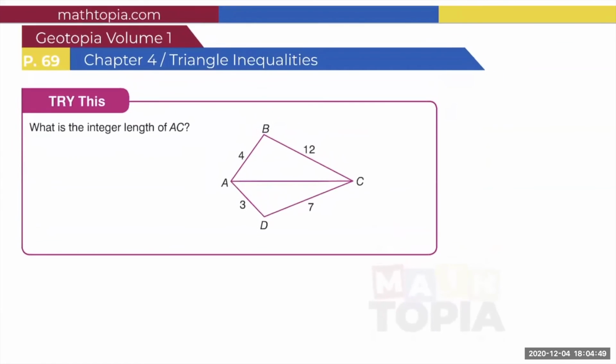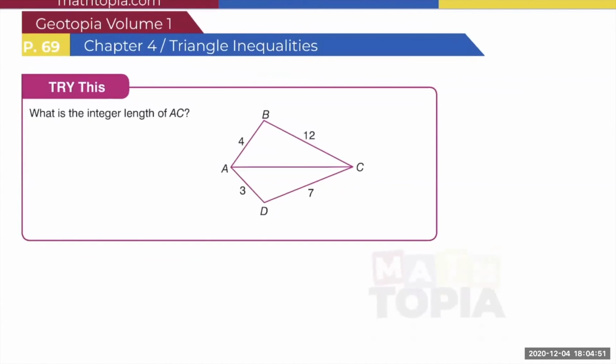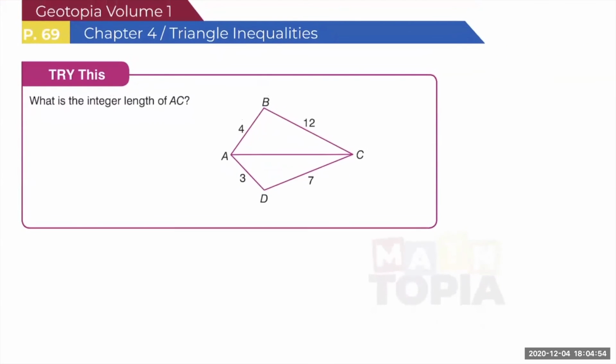This is chapter 4, side problem from page 69. We're going to be using the inequality we came up with before, which is when we have a triangle like this, with sides A, B, C, we have that C has to be in between the absolute value of A minus B and A plus B. So this is going to be our C in this triangle.